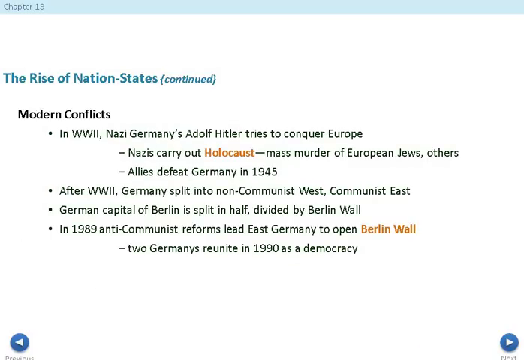Now again, the Nazis are going to try to conquer Europe. Nazis are going to carry out the Holocaust. One of the misconceptions about the Holocaust is that it was a mass murder of European Jews. That's what everybody understands and knows. But another thing that you see is that the people that were killed also included handicapped people, gypsies, and refugee-type people. A lot of these people were exterminated, and the Holocaust is one of the worst things that has ever happened in the history of the world.